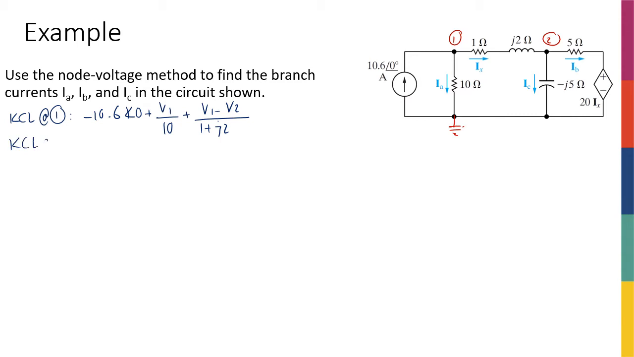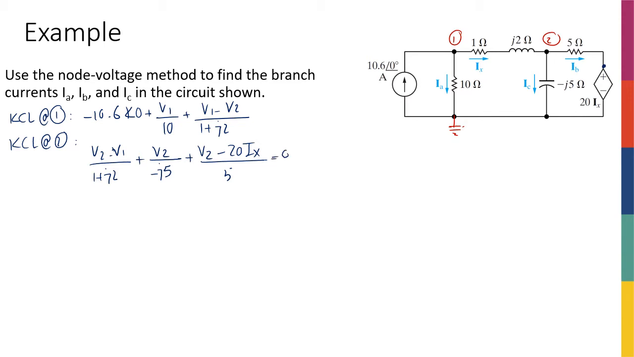For the second KCL, let's write all the currents going out. So (V2 minus V1) divided by (1 plus j2), plus V2 divided by negative j5, that's the impedance of the capacitor, plus V2 minus the voltage at this point, which is basically 20 Ix, divided by 5, is going to be 0.